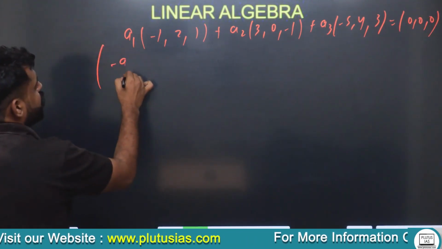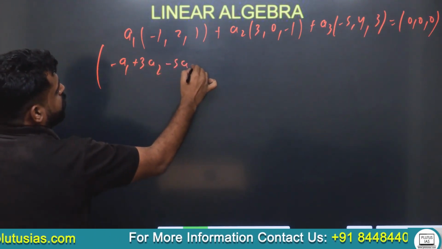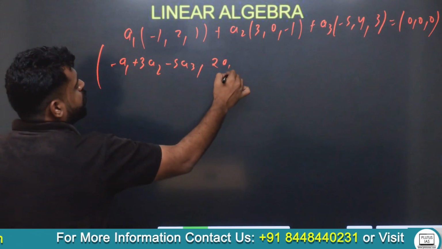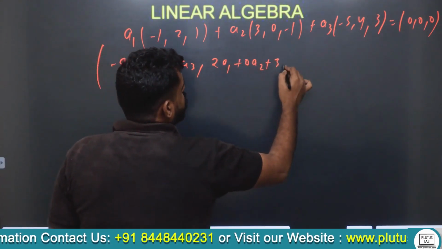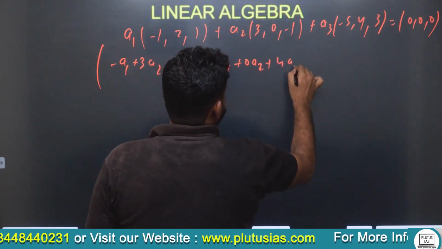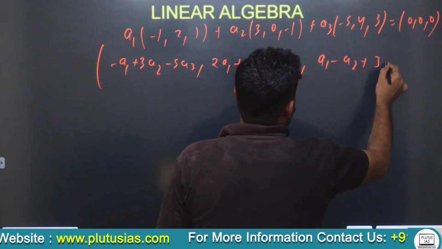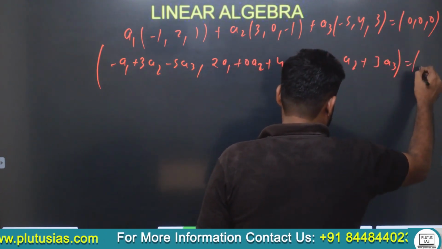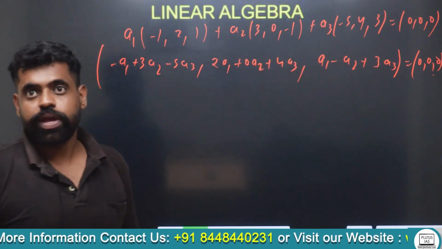So we get minus A1 plus 3A2 minus 5A3, comma, 2A1 plus 0A2 plus 4A3, comma, A1 minus A2 plus 3A3 equal to 0. What did you get?